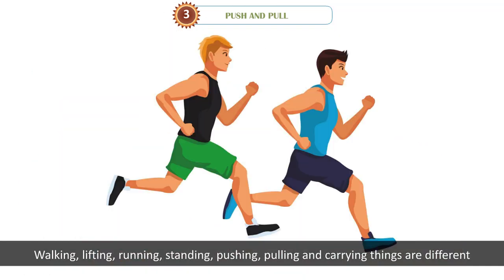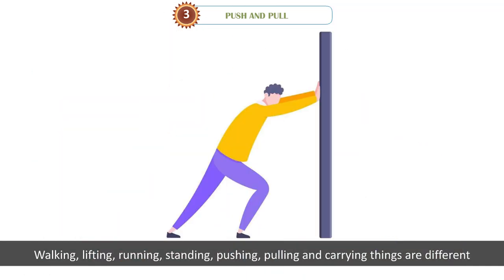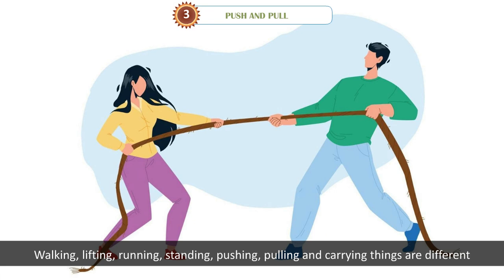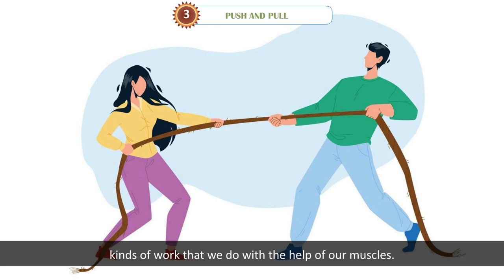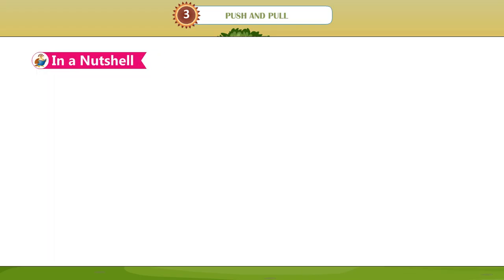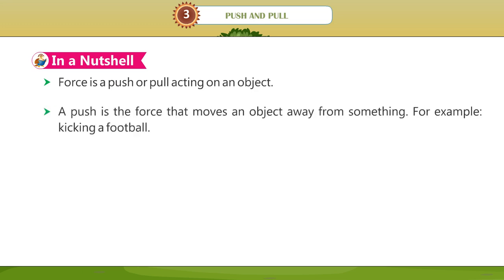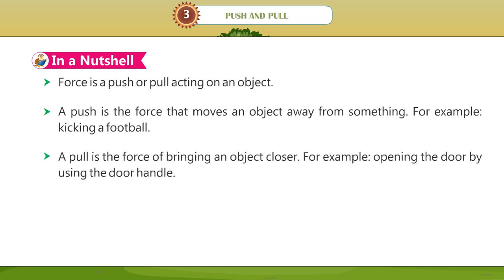Walking, lifting, running, standing, pushing, pulling and carrying things are different kinds of work that we do with the help of our muscles. In a nutshell, force is a push or pull acting on an object. A push is the force that moves an object away from something. For example, kicking a football. A pull is the force of bringing an object closer, for example, opening the door by using the door handle.